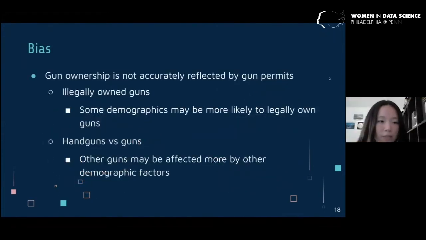It's important to recognize that our project may have biases. For instance, gun ownership is not accurately reflected by gun permits. For example, illegally owned guns. Some demographics might be more likely to legally own guns. For instance, homeowners might be more likely to legally own guns, or they may have more access to handgun permits. In addition, our study only focuses on handguns, so there might be a distinction between handguns and other types of guns, as other types of firearms may be affected more by other demographic factors.